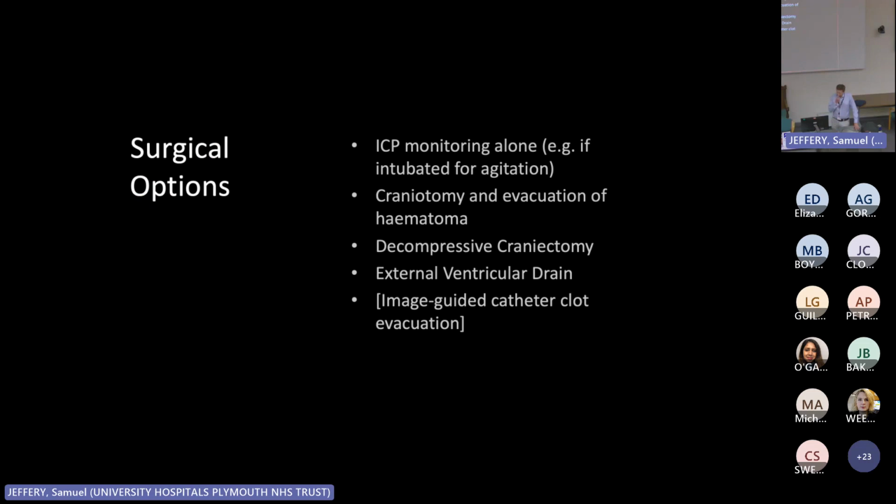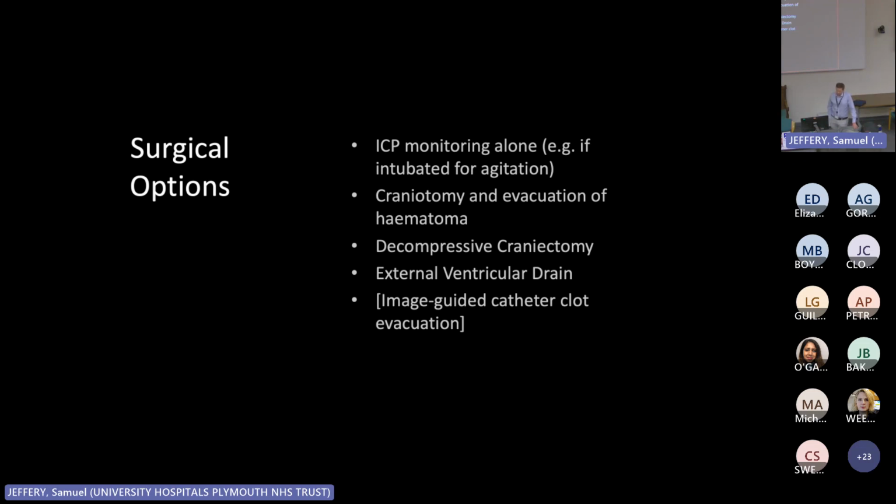So what can we do in these particular cases? Well, we sometimes put in an ICP monitor, but usually only if patients are intubated and agitated and we just want to help ICU management. But otherwise, it's craniotomy and evacuation of the hematoma, or we could just do a decompressive craniectomy, take away the bone, relieve some of the mass effect, and leave the clot alone. And you might do that where there's an underlying aneurysm that hasn't been secured, and it's the middle of the night and you don't want to risk taking out the clot at that time.